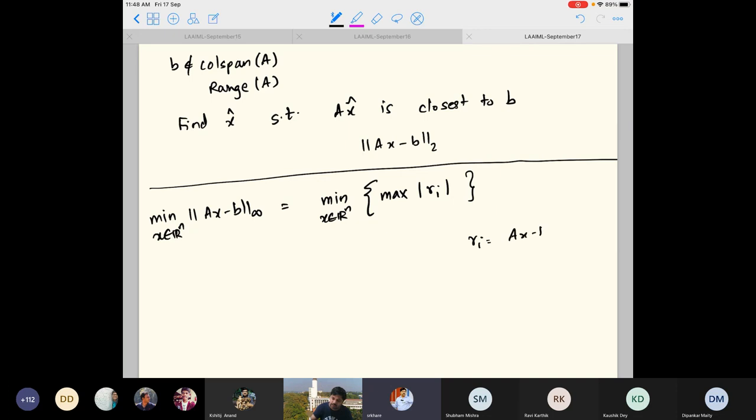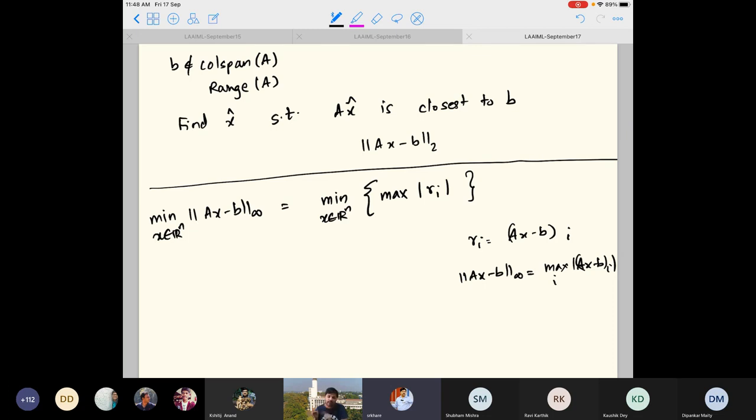Ri is the ith component of Ax minus B. That is what Ri is. And once you know this, what is the infinity norm? The infinity norm of Ax minus B is the maximum over i of the absolute value of the ith component of Ax minus B. So you look at the absolute values of the components of the vector, and you choose the maximum of those values.